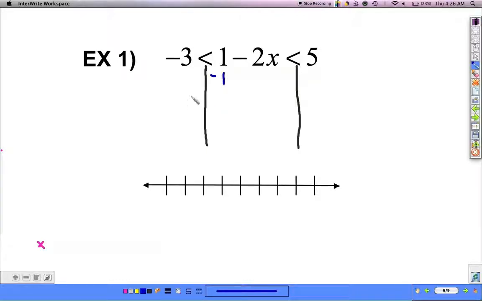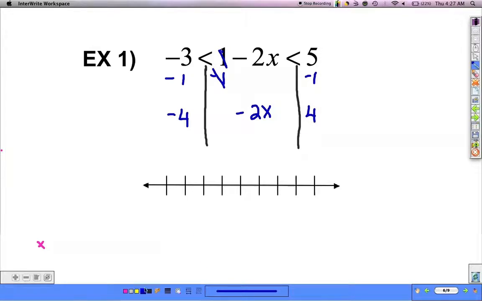But now, instead of doing it on both sides, I want to subtract 1 from every single part. So I'm going to subtract 1 from the 3, and I'm going to subtract 1 from 5. The ones in the center will subtract to 0 or cancel out. Negative 3 minus 1 is going to give us negative 4. I'm going to bring down my negative 2x, and 5 minus 1 is going to give us positive 4.